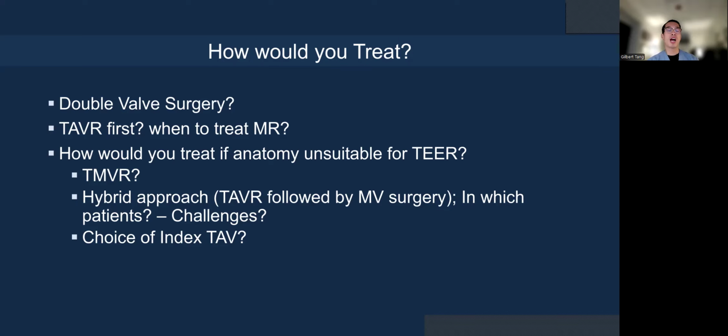If you consider a transcatheter option, would you do TAVR first and then fix the MR afterwards? And when you fix it, do you believe the MR will improve because it's secondary? If you don't think TEER would be suitable, let's say hypothetically, would you consider TMVR? Would you consider a hybrid approach, doing the TAVR first, then coming back to repair or replace the mitral valve? And would the first transcatheter valve in the TAVR position matter in terms of the choice of valve?